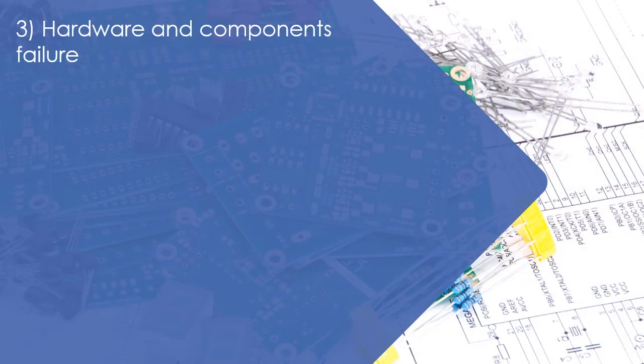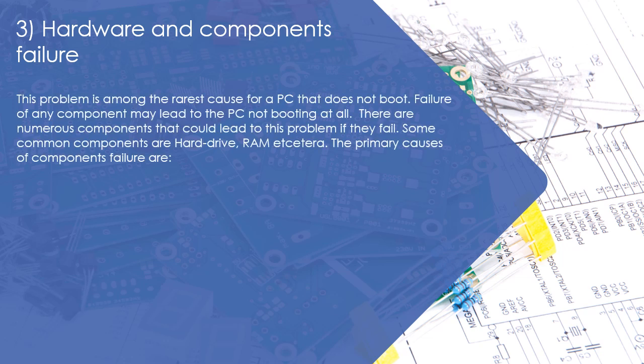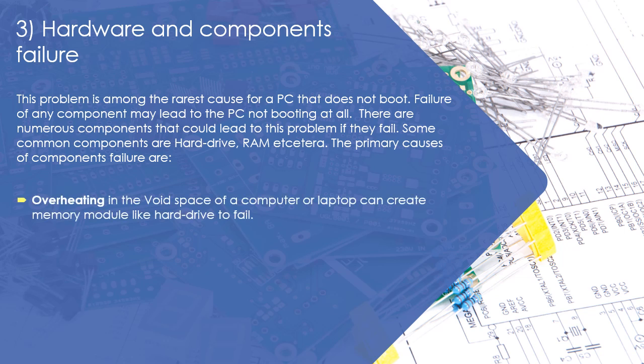Coming to the third main cause, it is hardware and components failure. Although this cause is among the rarest causes for a failed PC boot, it could lead to a complete death of the computer. Failure of even one single small component can lead to this problem. Some of the most common examples include the failure in the hard drive, failure in the RAM, or failure of the graphics card. In fact, this cause is referred to as the complete death of the computer as it interferes with the motherboard and replacing that could cost you too much.